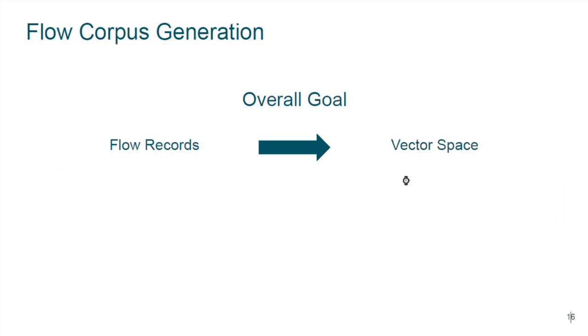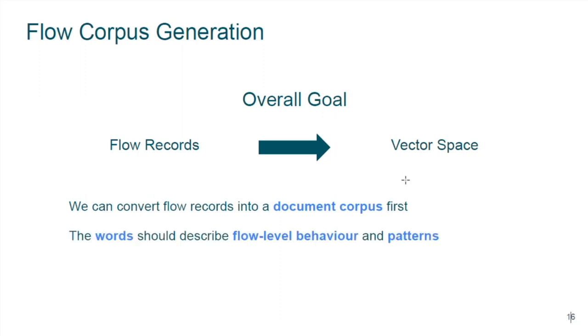For flow corpus generation, there's no golden rule, no established strategy. So we were really exploring the space, and it was quite wide. What to try, how to represent this. The goal was to transform flow records into this vector space. We need to first convert flow records into a document corpus, and the words in this corpus should describe flow-level behavior and patterns. As I said, there's no standard way of doing this, so we had a lot of trial and error. We explored over 20 different designs to come up with the best.